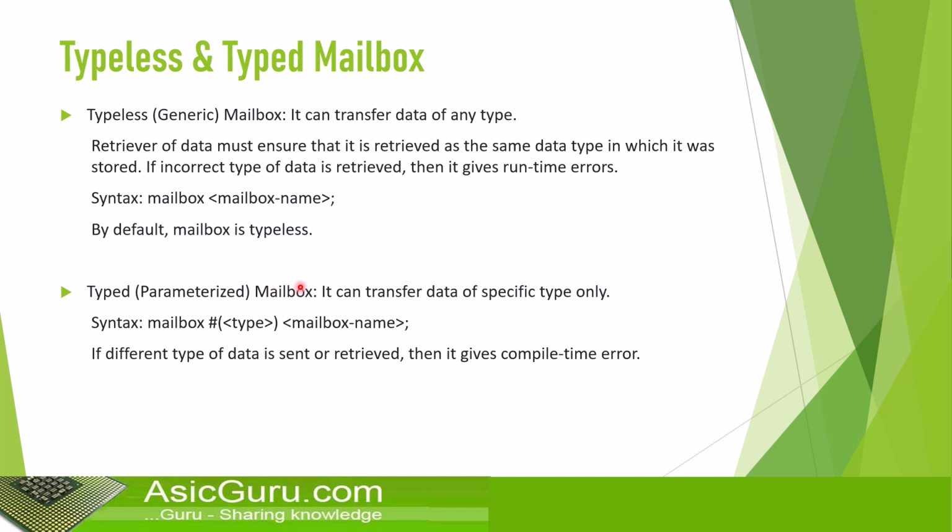Next, we have typed mailboxes. They are also called parameterized mailboxes, and they can transfer data of a specific type only. Whatever type of data you stored, you can retrieve only the same type of data. The syntax is mailbox, then the specified type, and then the mailbox name. If you try to retrieve a different type of data, this check is done at compile time. So in short, use typeless when you need flexibility, and use typed when you are looking for safety and clarity.